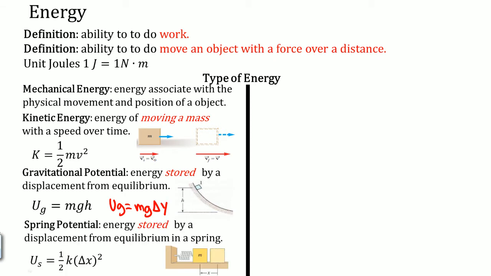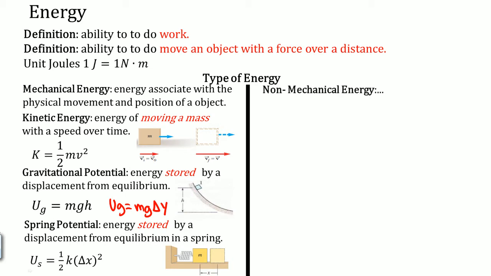Now we could talk about a displacement in the x direction. This can be seen in a spring potential energy. The spring potential energy is the energy stored by displacing the spring away from its equilibrium. In this case, it would be delta x. The spring potential energy is 1/2 k delta x squared. The delta x is the displacement away from equilibrium.